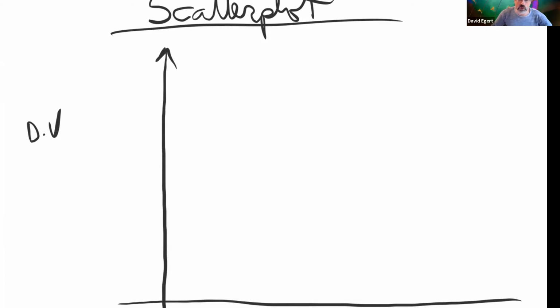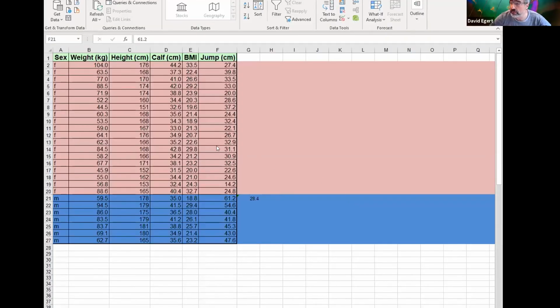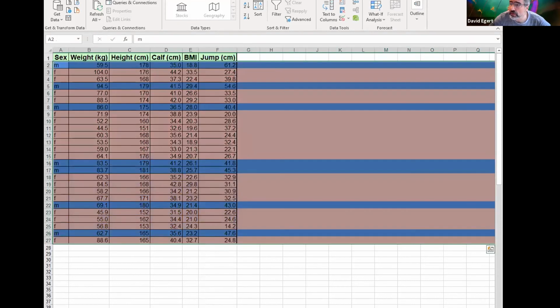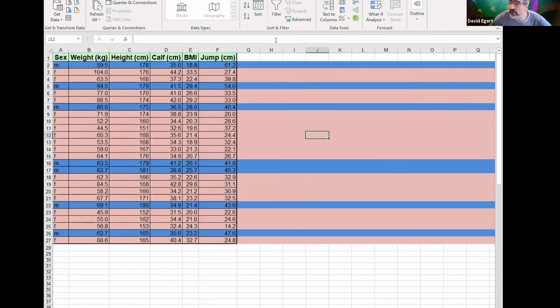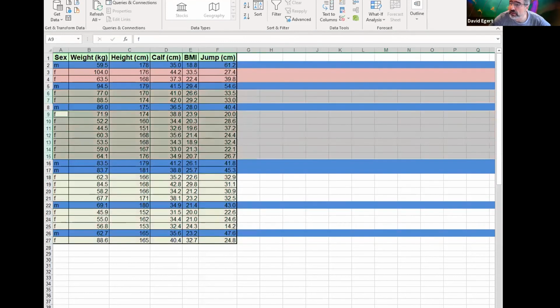And then before you actually do this, you have to look at the range of the data. So if I go back over here, let me undo my sorting. If I'm going to do calf versus jump, let me get rid of these colors just to make it easier.